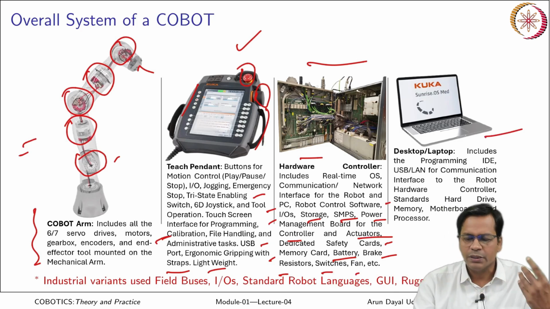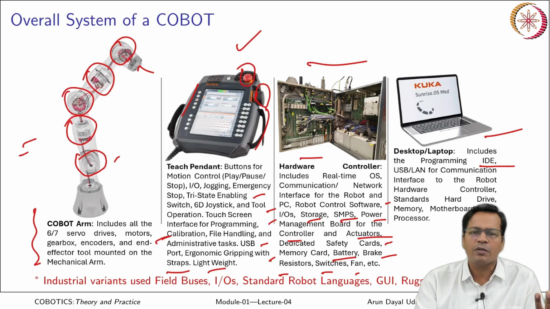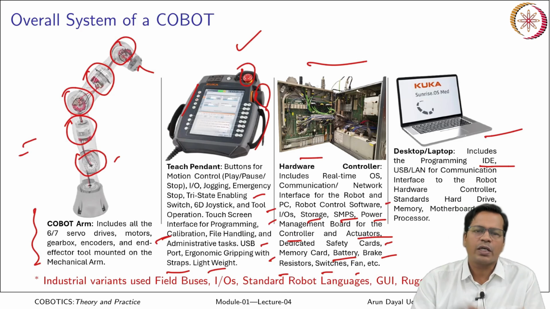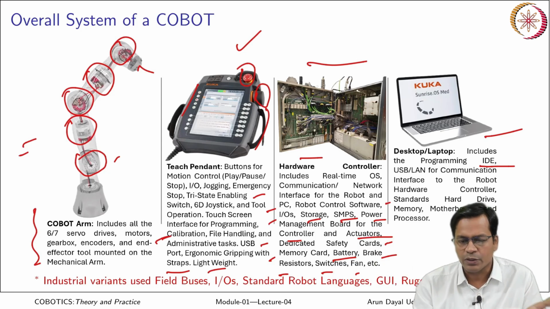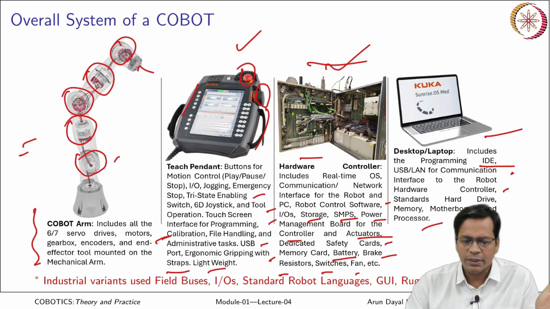External to it there is a desktop or a laptop PC that is used to program this controller. So it has a programming integrated development environment. The programming environment can be ROS, C#, Python, anything. It can have a dedicated API given by the robot manufacturer which you can use with any programming language. It has USB and LAN for communication, an interface to the robot hardware controller, a standard hard drive, memory, motherboard and the processor. So this all makes the complete cobot system.